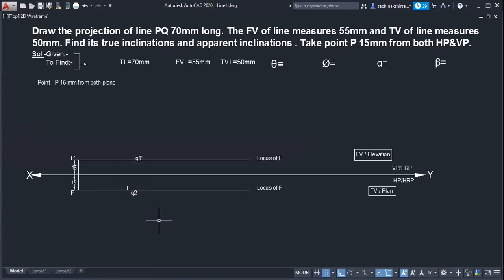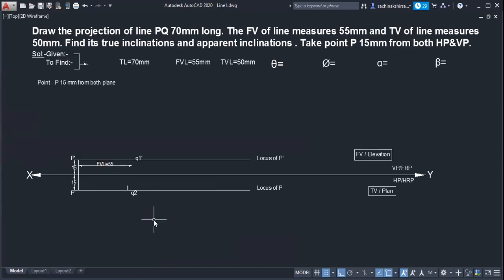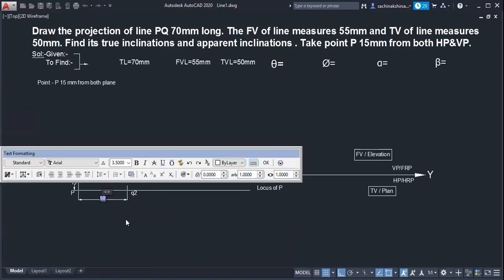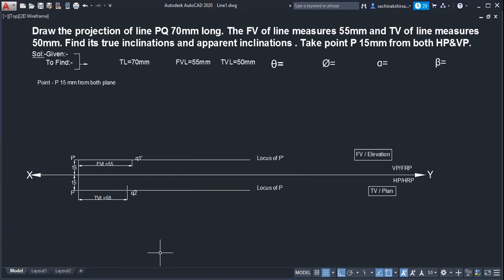Now front view and top view lengths we have marked. FVL is 55 and similarly here TVL is 50. At this stage, in short, we have drawn these lines parallel. FVL and TVL we have drawn parallel line. Means its next view will be what?